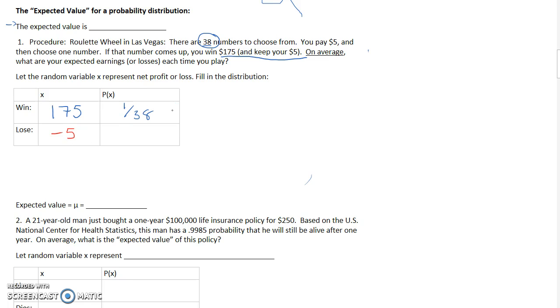And now let's figure out what is the probability that you lose. Well, there are 38 numbers. You picked one. So the probability that you lose is 37 out of 38. If you're unsure of how to do this, you can always subtract 1 minus the probability that you win, and you will also get the same thing.